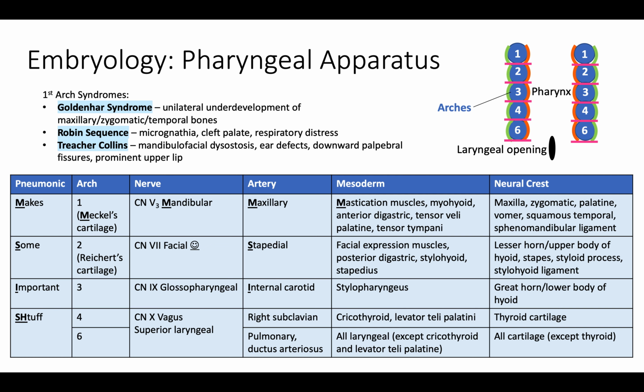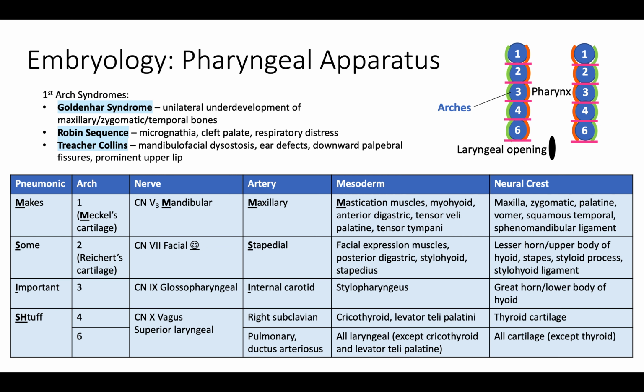I know that glossopharyngeal goes to stylopharyngeus, and so that's at like the greater horn and lower body of the hyoid. Cranial nerve 10, vagus, and then superior laryngeal is going to be right subclavian artery, and then pulmonary ductus arteriosus. This is corresponding with arches 4 and 6.